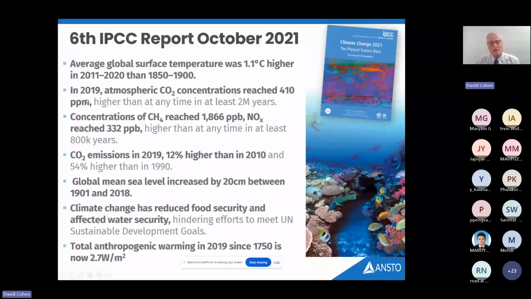And I pointed out to you that the CO2 concentrations are now over 400 parts per million. And that's higher than any time in the last 2 million years. So records are telling us we've got a CO2 level now that's higher than any time in the last 2 million years. And that's all happened since the Industrial Revolution in the 1850s. And again, the concentration of methane is also higher than any time in the last 800,000 years.